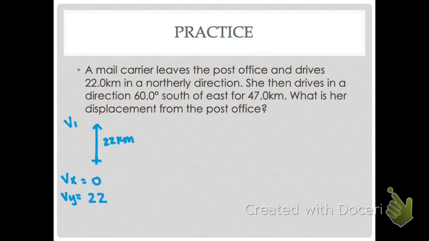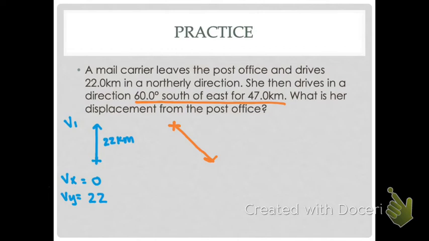The second one now gets a little bit more complex because it's at an angle. 47 kilometers at 60 degrees south of east. And so that's why I think it's important to draw it. So I'm going to go ahead and draw my vector here. 60 degrees south of east, 47 kilometers.